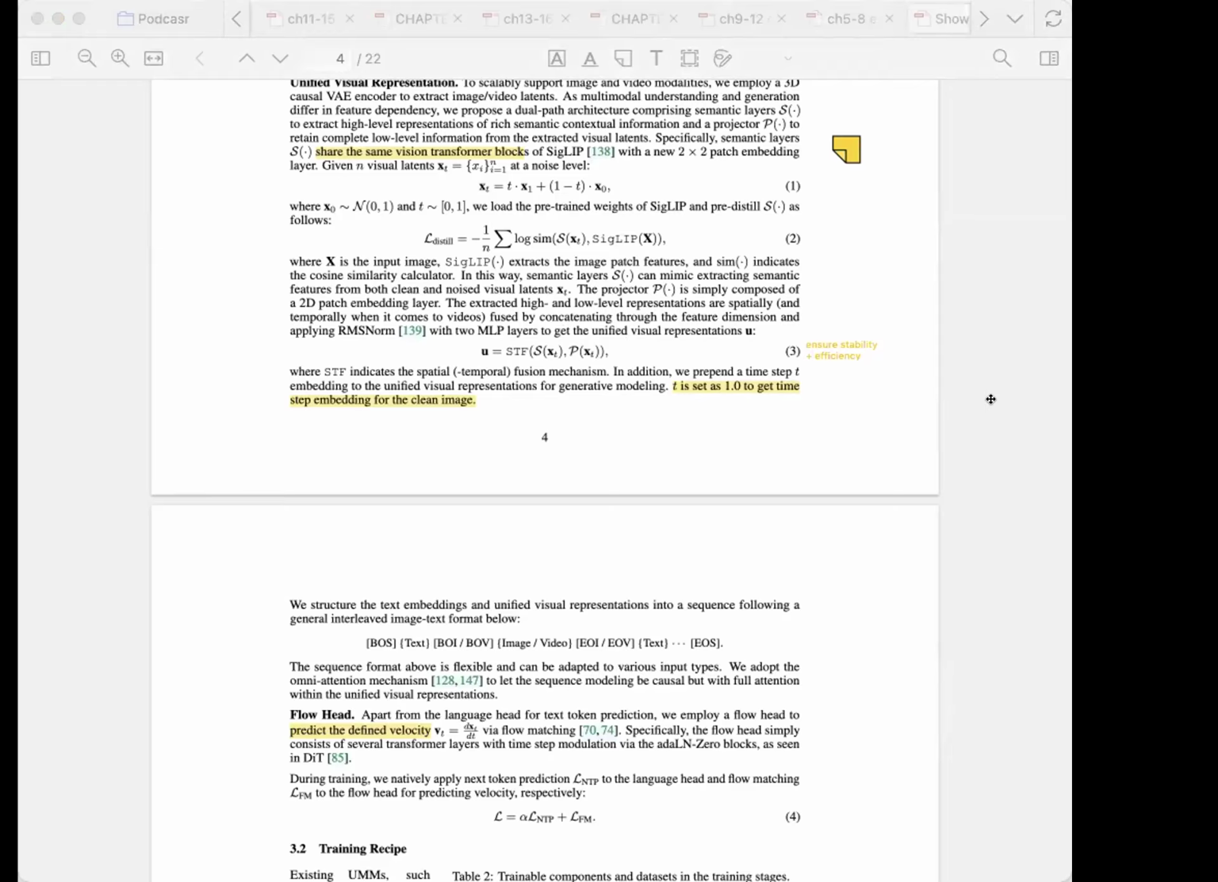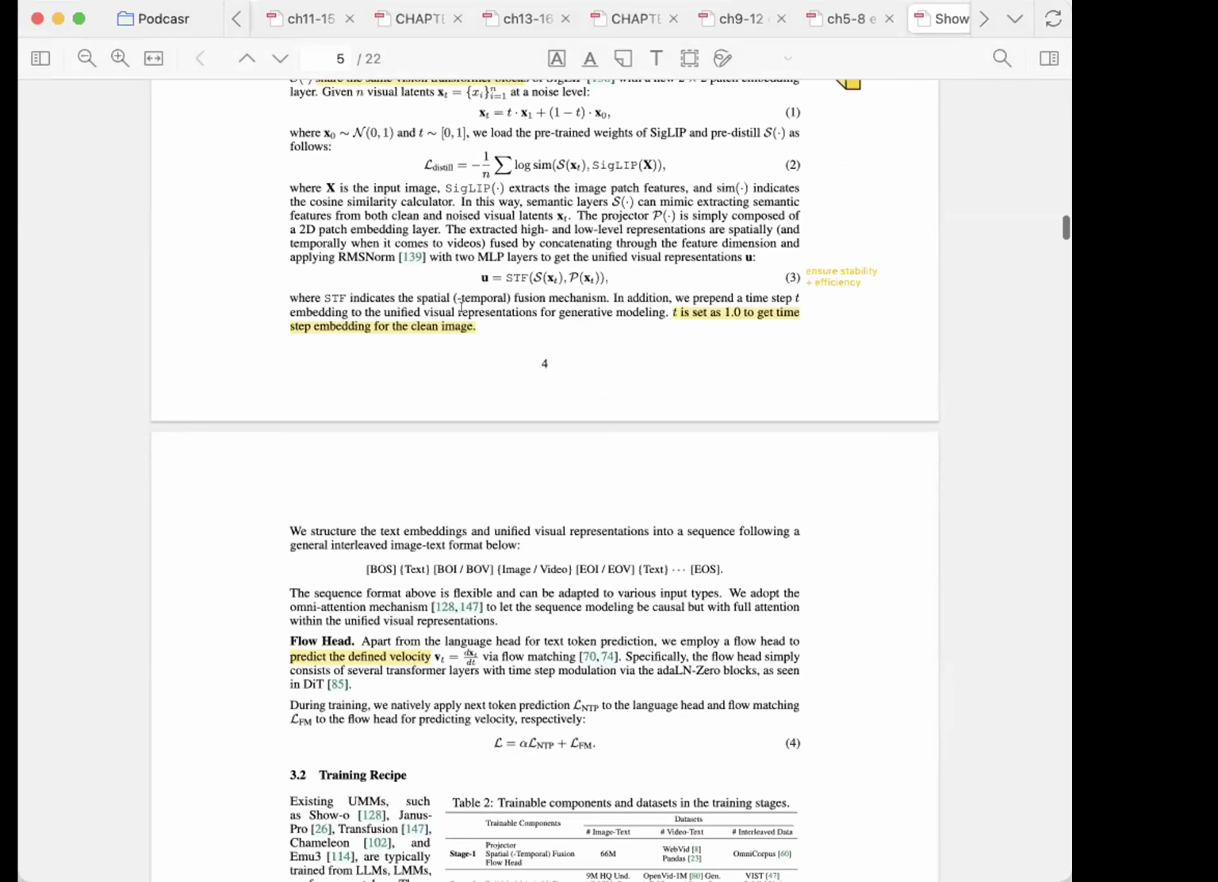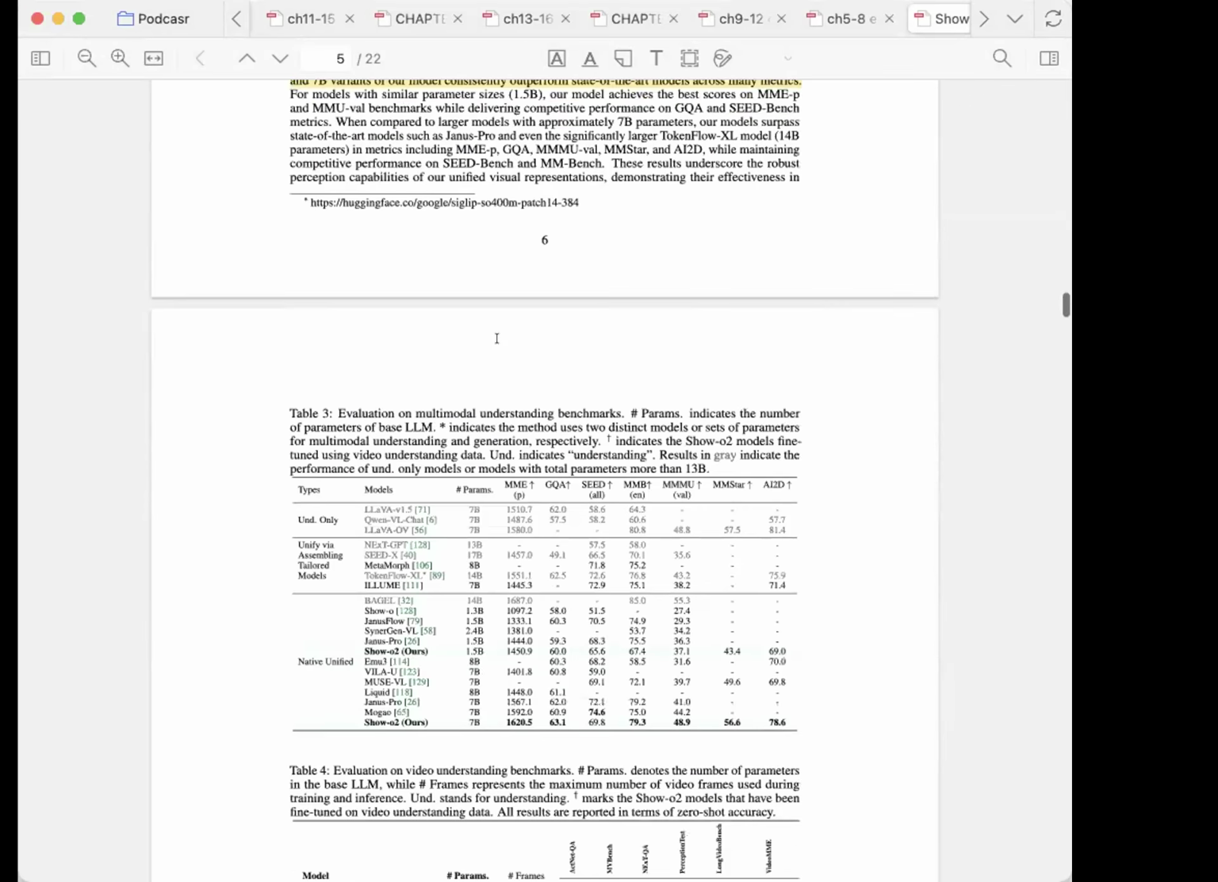And actually there is a paper from 2023 by Lipman, called Flow Matching for Generative Modeling. Yeah, I think this is all I want to share for this paper.